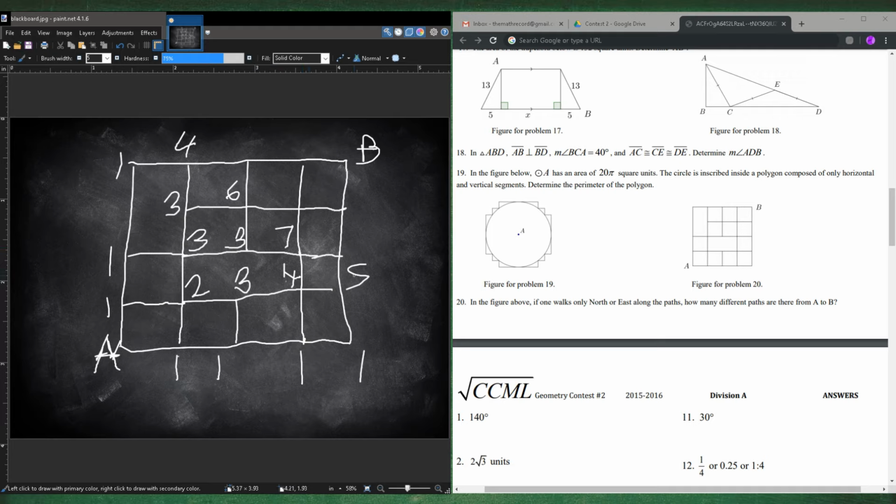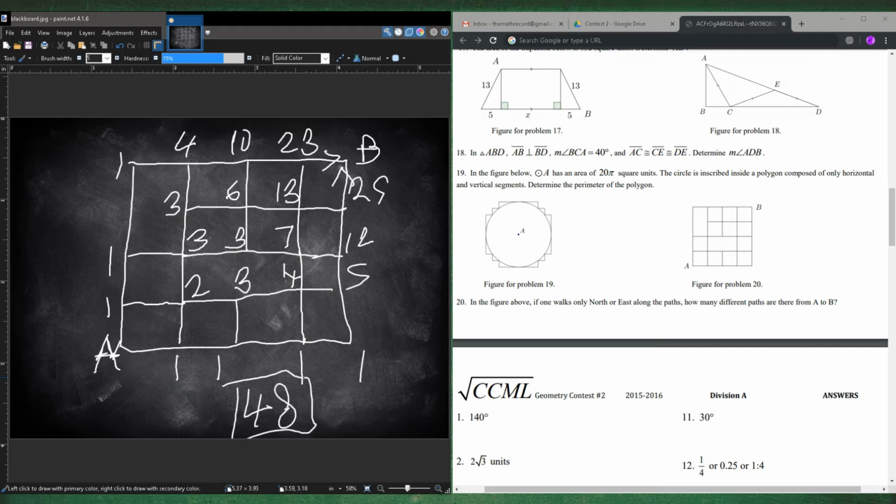7 here and 5 here makes 12. 6 here and 7 here makes 13. And 13 and 12 here makes 25. 4 here and 6 here gets 10. 13 and 10, that's 23. So you have 23 ways to go this way and 25 ways to go this way. So 25 plus 23 plus 25 is equal to 48.